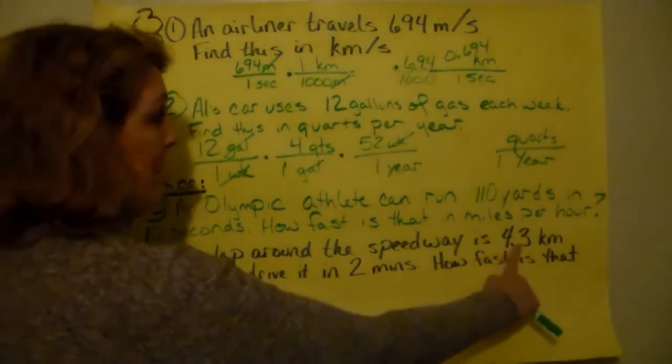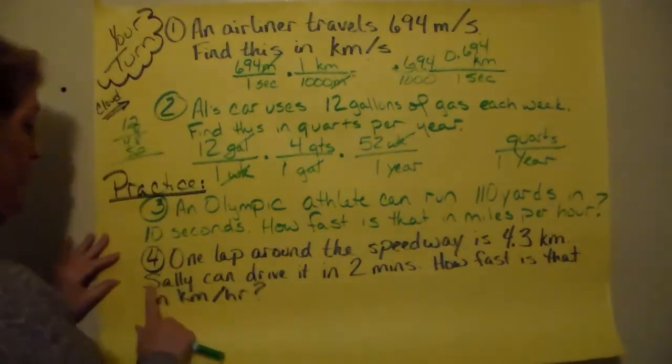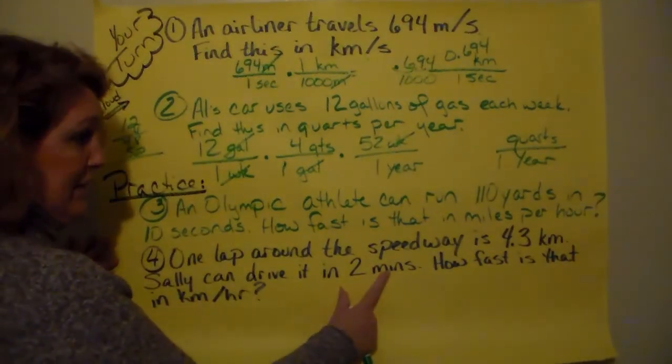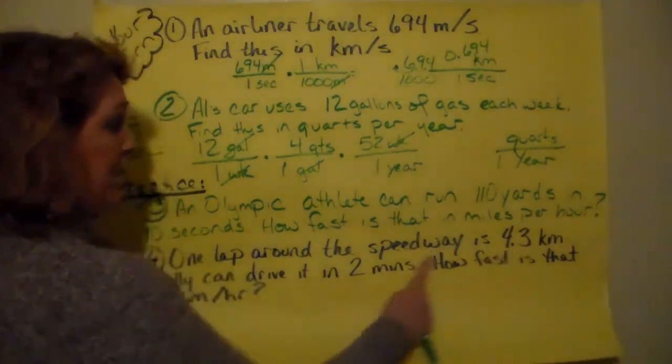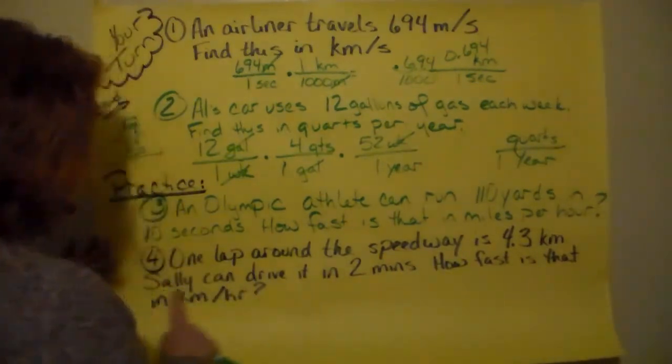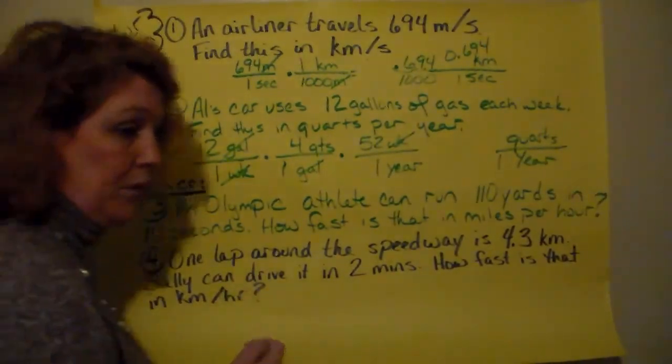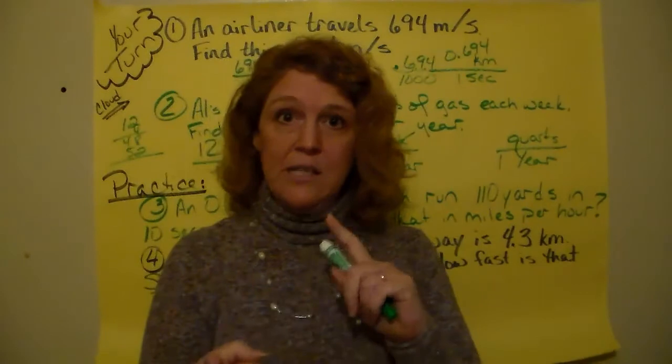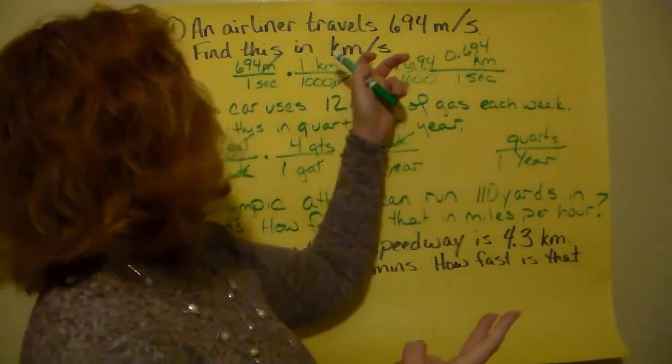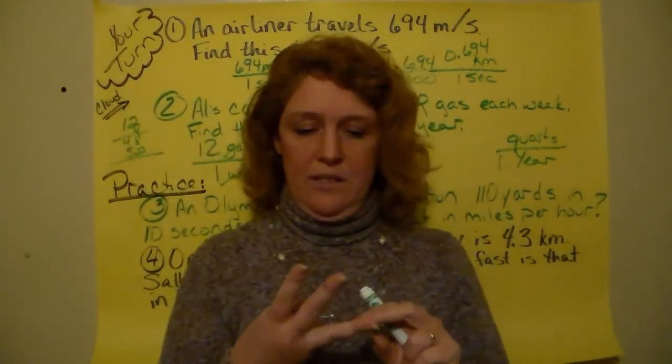1 lap around the speedway is 4.3 kilometers. Sally can drive it in 2 minutes. So she can drive 4.3 kilometers in 2 minutes. How fast is that in kilometers per hour? Okay? And again, hazard signs. Put a cloud around your turn and put stars by the stuff you're good at.